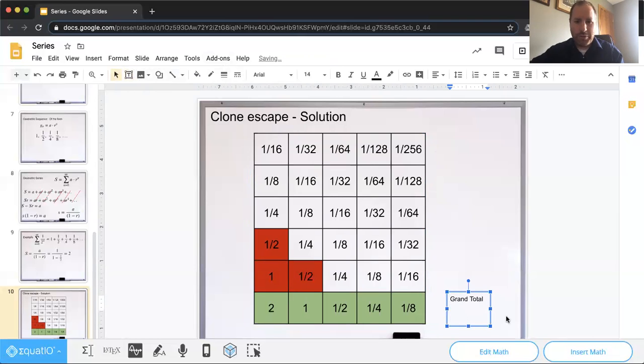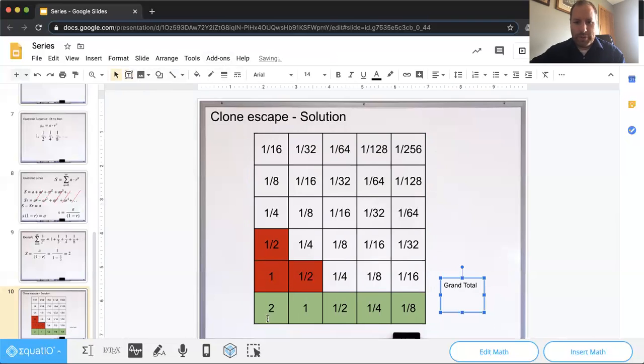And the grand total would have to be all of this stuff, 2 plus 1 plus yada, yada, yada, which, again, is just another geometric sequence, right? So we can use the idea of a geometric series, where we take the first number, 2, divided by 1 minus the ratio, a half. So 2 divided by a half is 4, right? So the grand total in this case is 4, right? That's what that is.